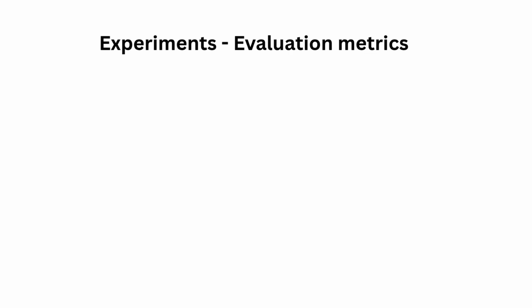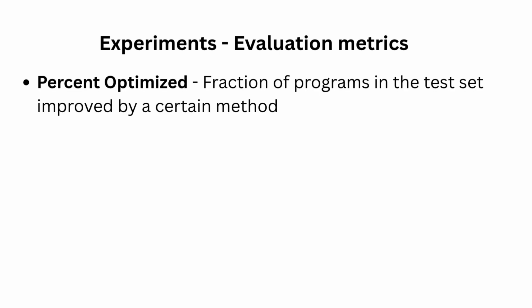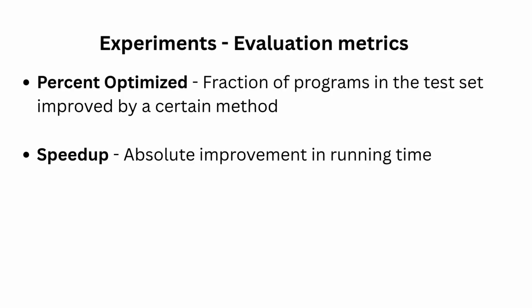Next, the paper introduces the evaluation metrics used to measure optimization quality. The first metric is percent optimized. This measures the percentage of programs that were successfully improved by the model. For a program to count as optimized, it had to be functionally correct and at least 10% faster than the original code. The second metric is speed up. This measures the actual runtime improvement using this formula, where O is the runtime of the original program and N is the runtime of the optimized program.